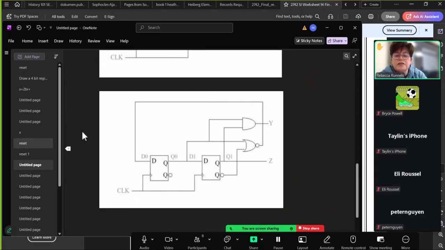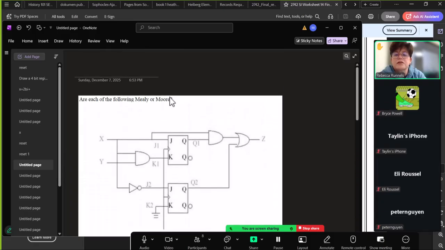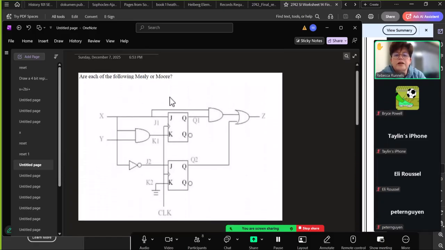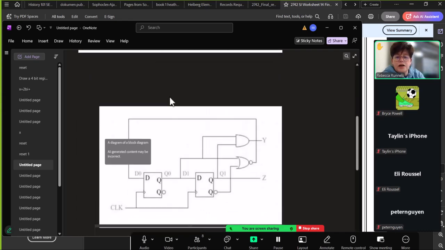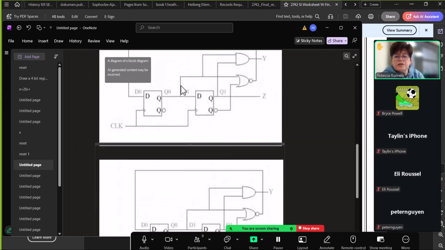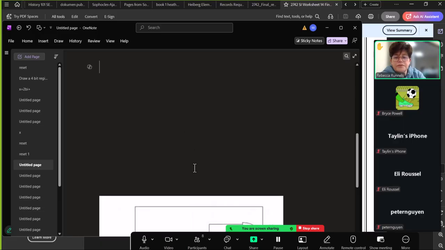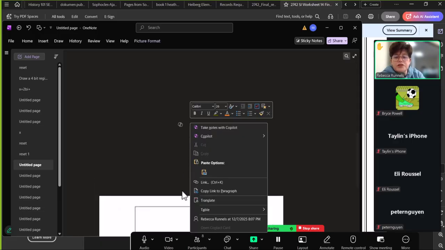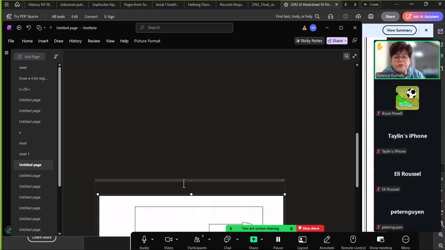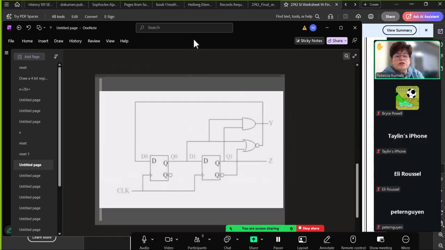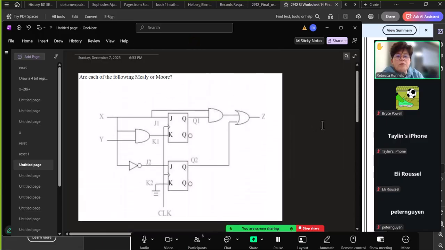All right, what is this question? This question was, are each of the following Mealy or Moore? So this is actually a quick question. We're supposed to look at these two circuits and determine if they're Mealy or Moore. All you have to do is look at the output and see, does the output depend on the input directly, or does it just depend on the flip-flops?